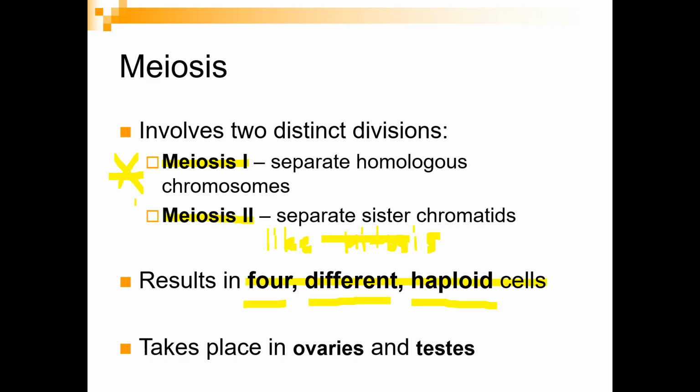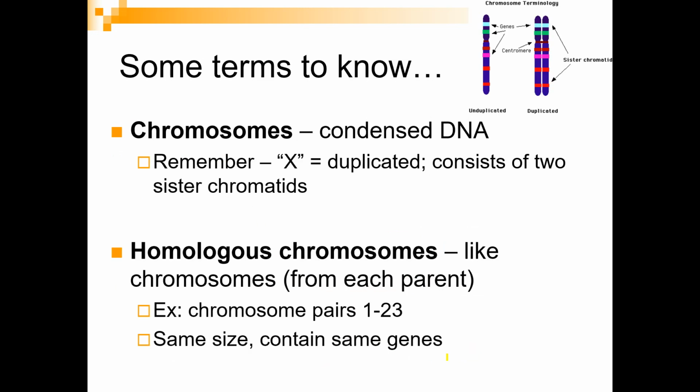Now, in your bodies, this is happening in those reproductive organs. So for females, meiosis is occurring in the ovaries. That's where your eggs are produced. And in males, this is occurring in the testes. It is in these body organs where you have cells that are called germ cells, and these are the cells that are going to be undergoing meiosis.